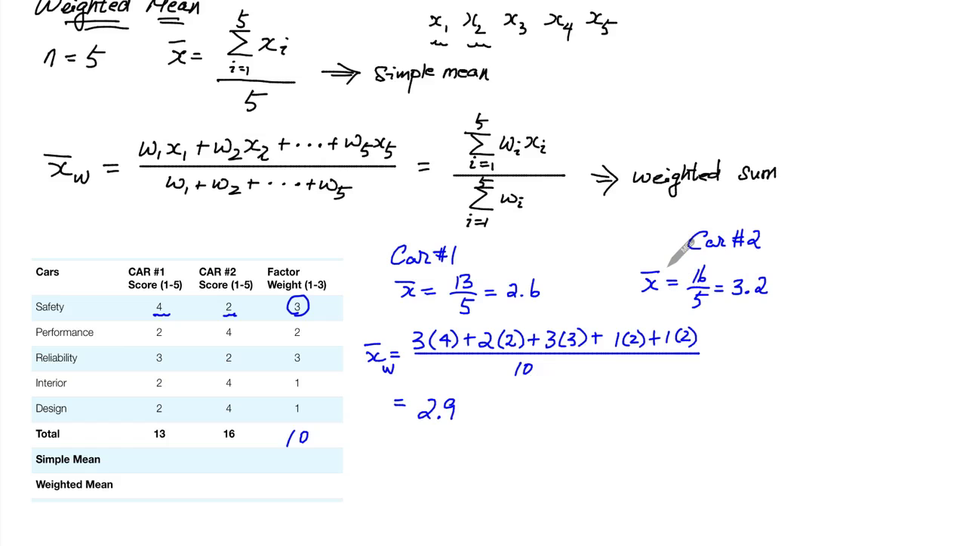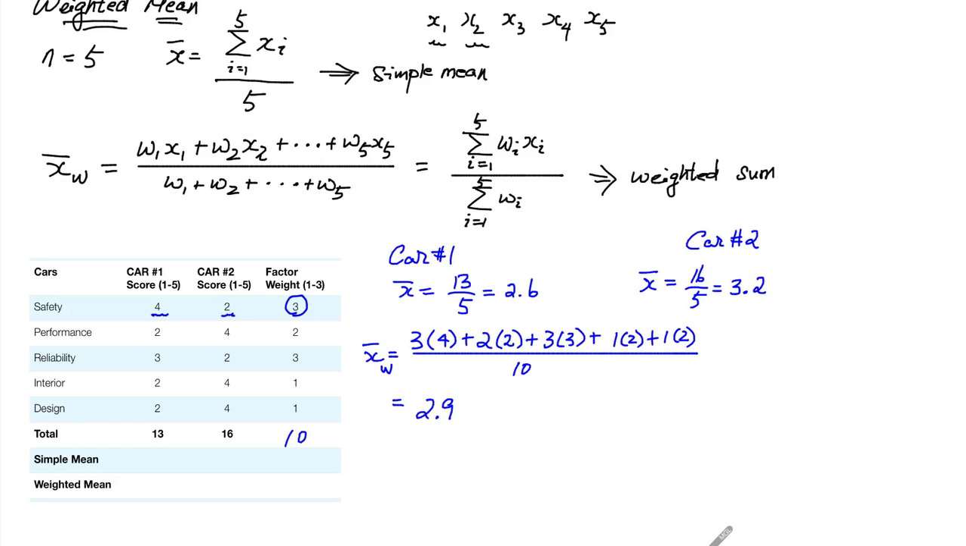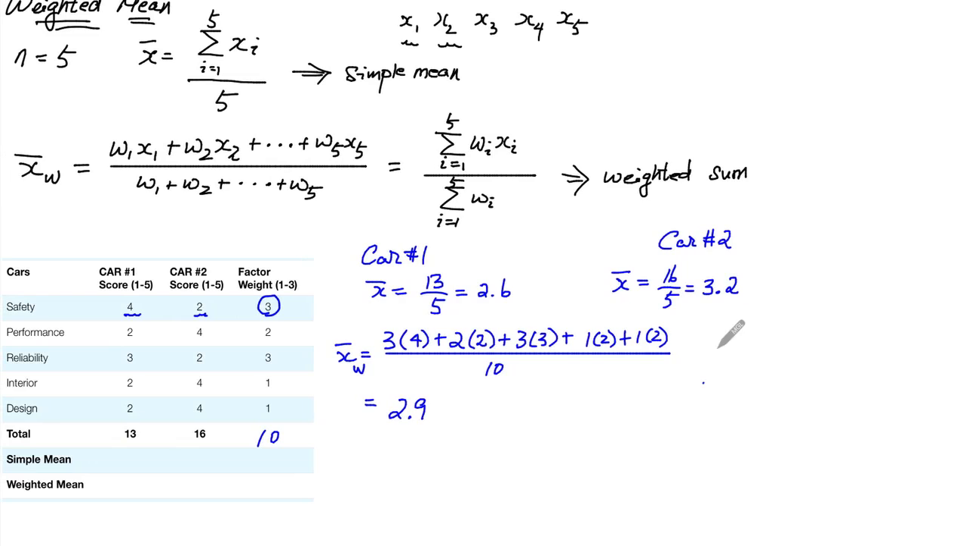Now let's do the same thing for car number 2. So for car number 2, x bar w will be the weight of 3, and it scored a 2 in that category. 3 times 2, plus 2 times 4, plus 3 times 2, plus 1 times 4, plus 1 times 4, all divided by 10. And the weighted mean for car number 2 ends up being 2.8.